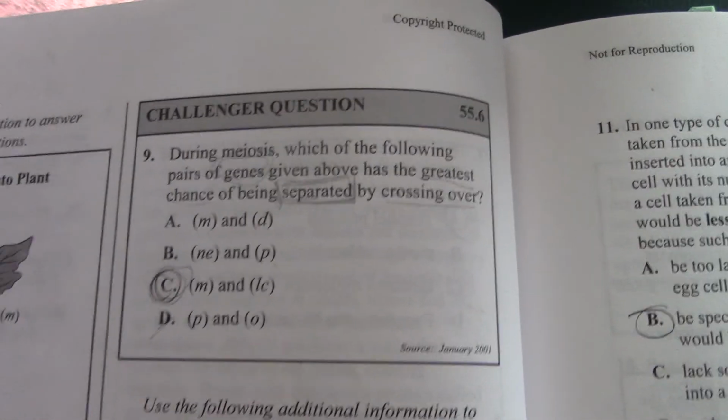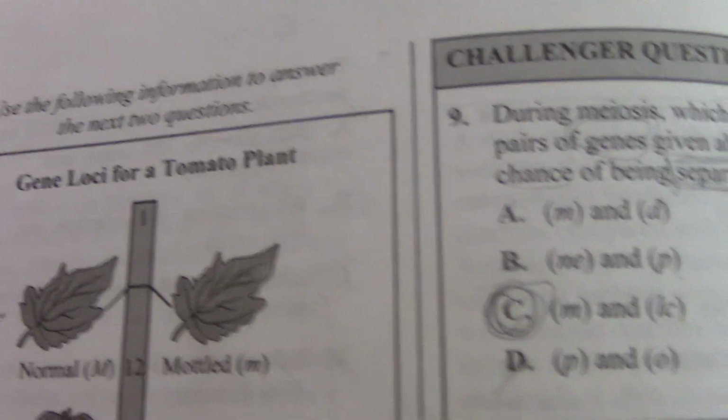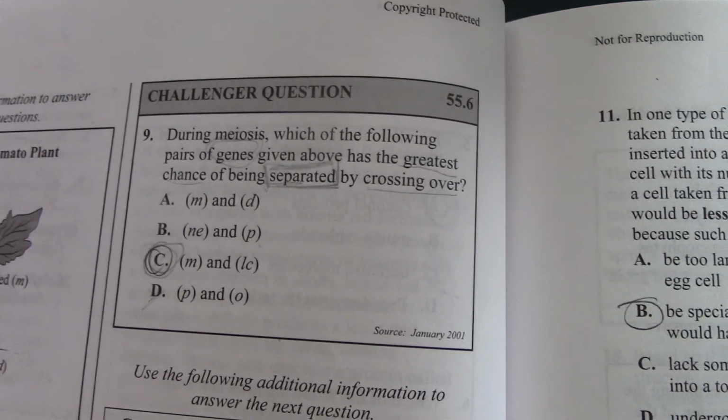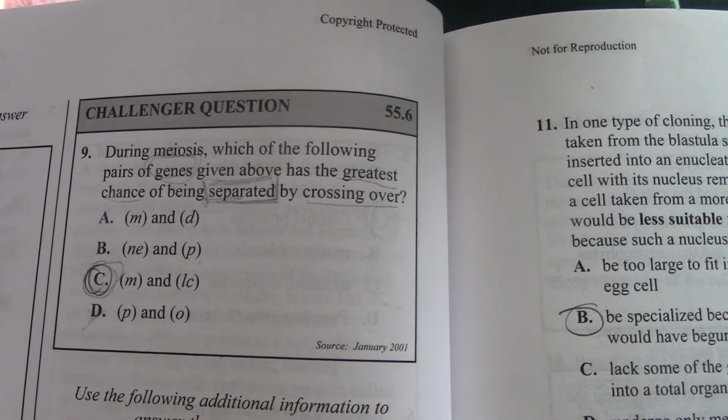Okay, so this is a very good question, page 94 in your key, question 9 and question 10. And there's one more question I'm going to do. So you look at this whole gene map, and this gives you the distance in map units of these different things away. As this says, during meiosis, which of the following pairs of genes given above has the greatest chance of being separated by crossing over?